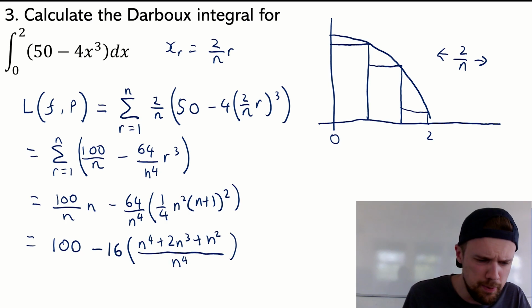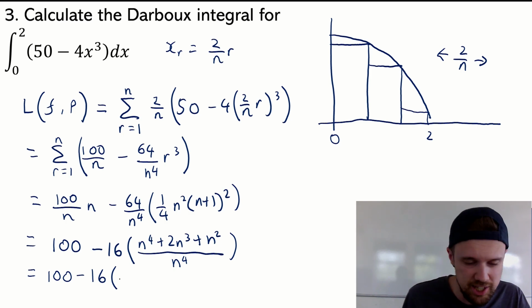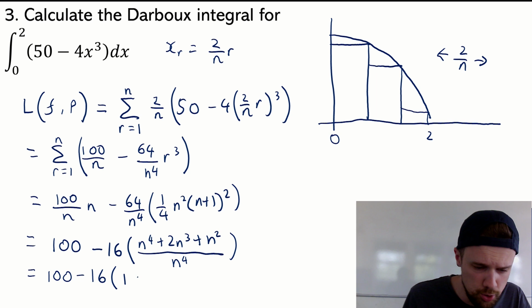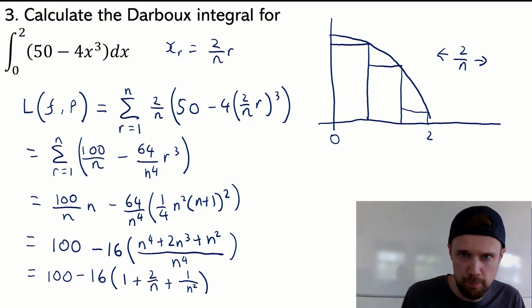And you could choose to multiply the brackets. I'm not going to bother because I know what we're heading towards later with stuff we're going to do with limits. So I'm just going to simplify the fractions, or split the fractions up, I should technically say, which will lead to 1 plus 2 over n plus 1 over n squared. So that's our lower Darboux sum completed.